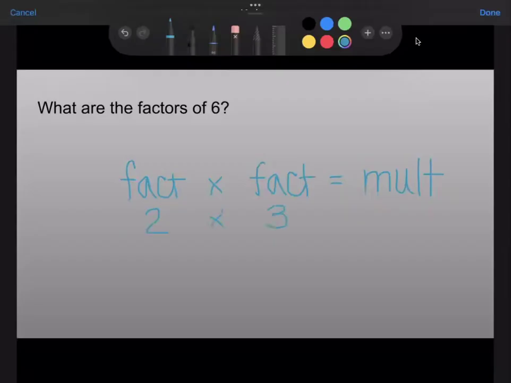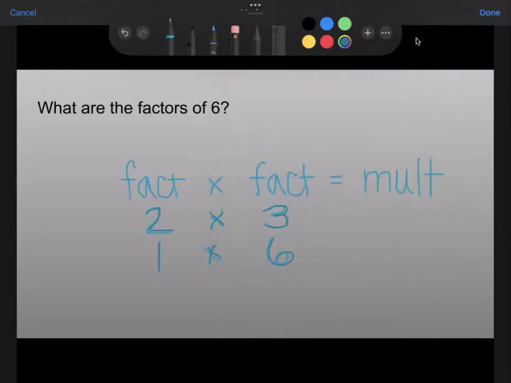But I do have another option. I could always do 1 times 6. I'm going to make this a little bit darker so it's easier to see. There we go. 2 times 3 or 1 times 6. Now, yes, because in multiplication you can flip things around and get the same answer, you could also do 3 times 2 and 1 times 6, and 6 times 1. But we don't need to list those factors twice. As long as it's listed once, it's fine.